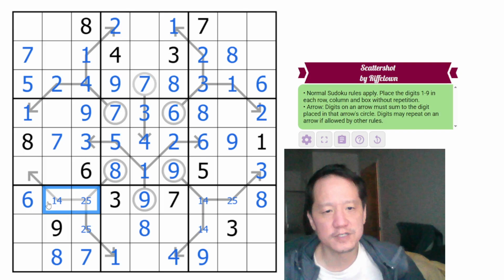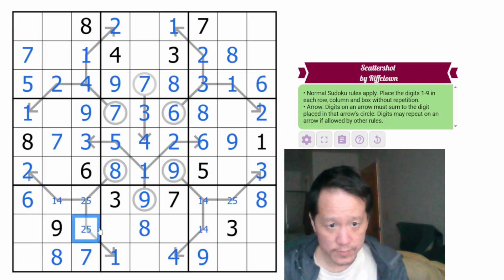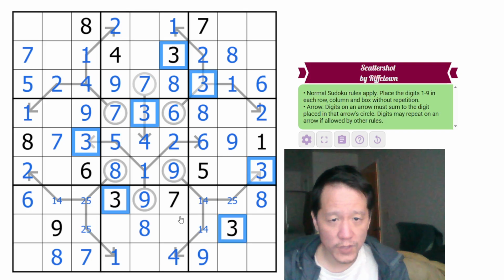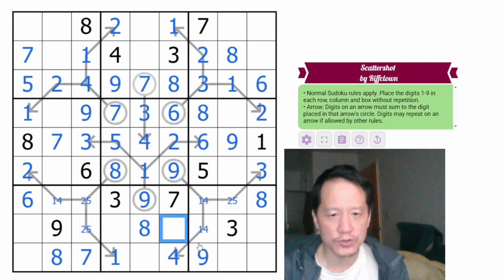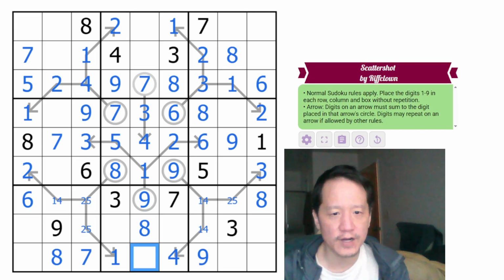So therefore, since this is 6, this has to be 8. This has to be 2 then, to add 2 with 6 to make 8. So this is 2. And now we probably just do Sudoku. So 2 cannot be here. Where is a 2 in column 5? It has to be here.